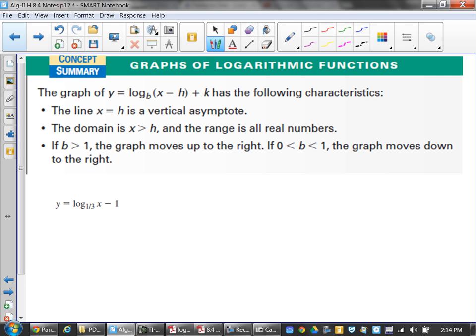When you have logarithm graphs, you've got log base b of x minus h plus k.